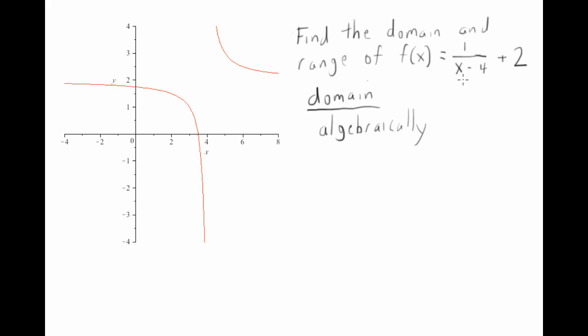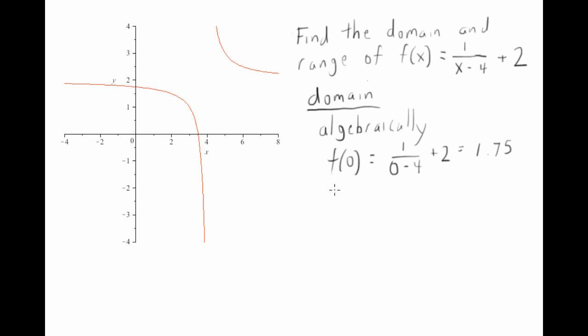Well, obviously, there are some nice things we can plug into the function. For example, we can find f of 0. That would be 1 over 0 minus 4 plus 2, and that works out to be 1.75, and we can even see that on the graph. Yay! We plug in 0, we get a value. We plug in 2, we get a value.